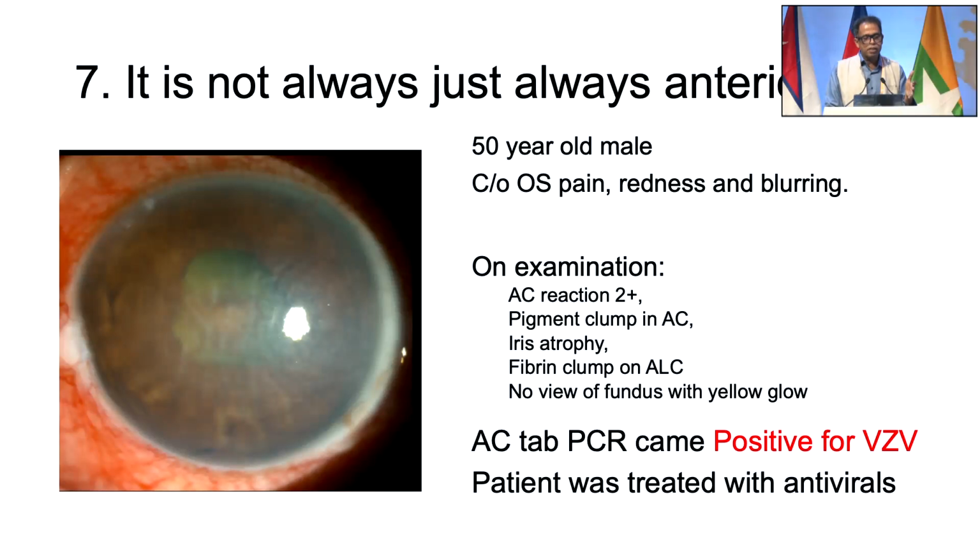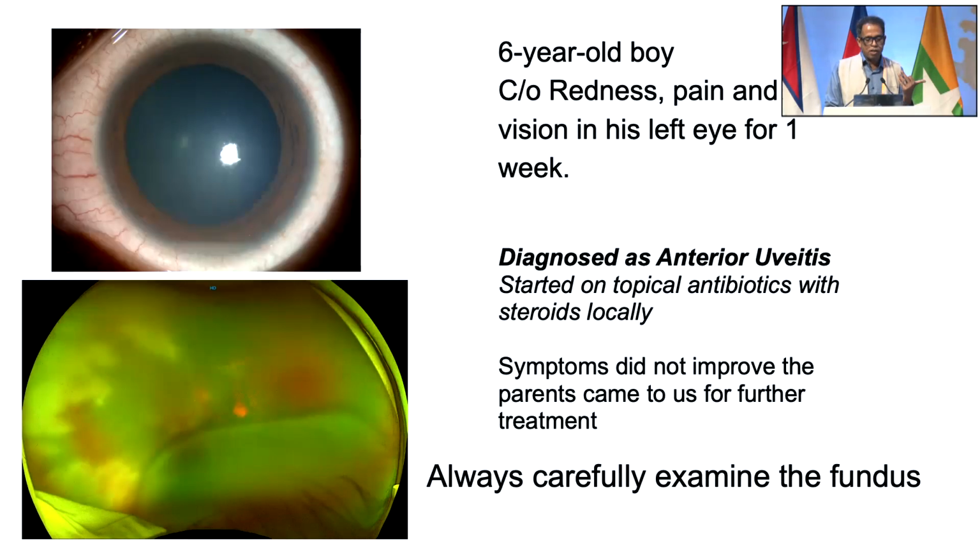A lot of reactions in the anterior chamber, and you can see that it looks like an anterior uveitis. But the posterior segment is having severe vitritis. We did the ACTAP, and ACTAP showed positive for varicella zoster virus.